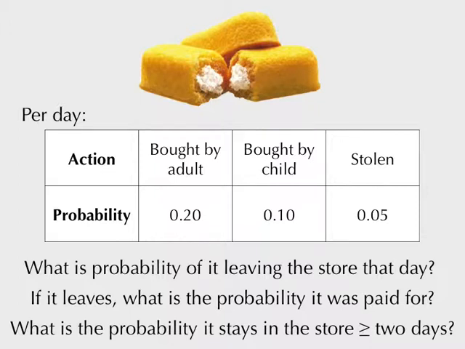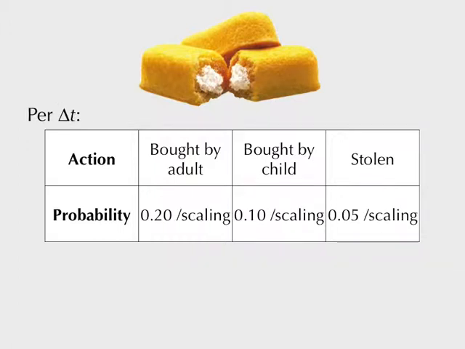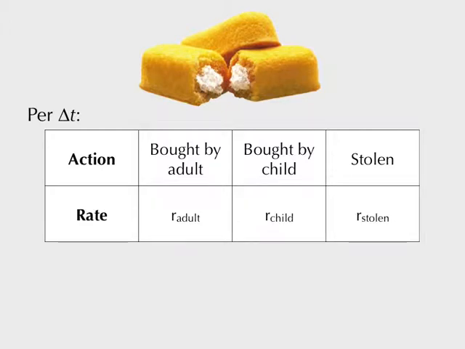All right. Now let's make it a little more complex. Let's get rid of the day and just make it some arbitrary time period. Now I have the same thing, but with some scaling. If we're doing half a day, it might be divided by 2; an hour, divided by 24. So we have some sort of time scaling there. Okay, so number of events per time. Now we're calling it a rate: the rate at which adults take it versus a child takes it versus it's stolen.